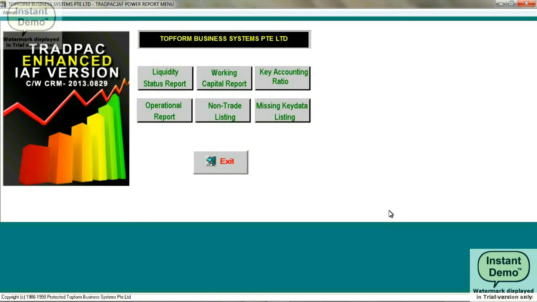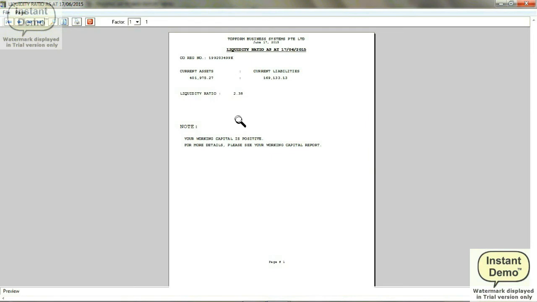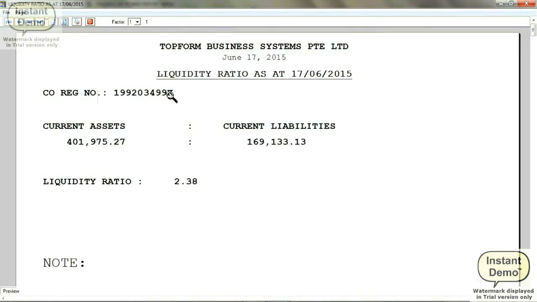Let's take a quick peek at the Liquidity Status Report. What do you see? Well, probably 3 numbers that say current assets, current liabilities, and liquidity ratio. Do you make sense of this? Do you know what is liquidity ratio? And do you know why it is important? If you don't, it is perfectly normal.